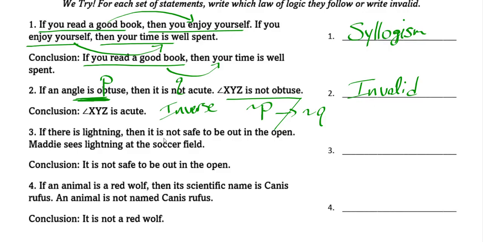If there's lightning, then it's not safe to be out in the open. Maddie sees lightning at the soccer field. It is not safe to be out in the open. So it's saying if there is lightning, you can't be out in the open. Maddie sees the lightning. We're saying, yes, this is true. Then we can conclude it's not safe to be out in the open. That is the law of detachment.